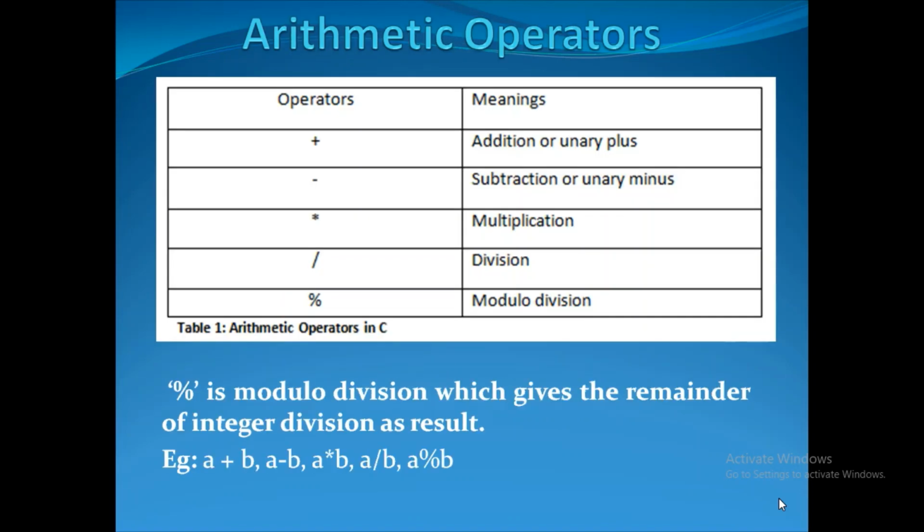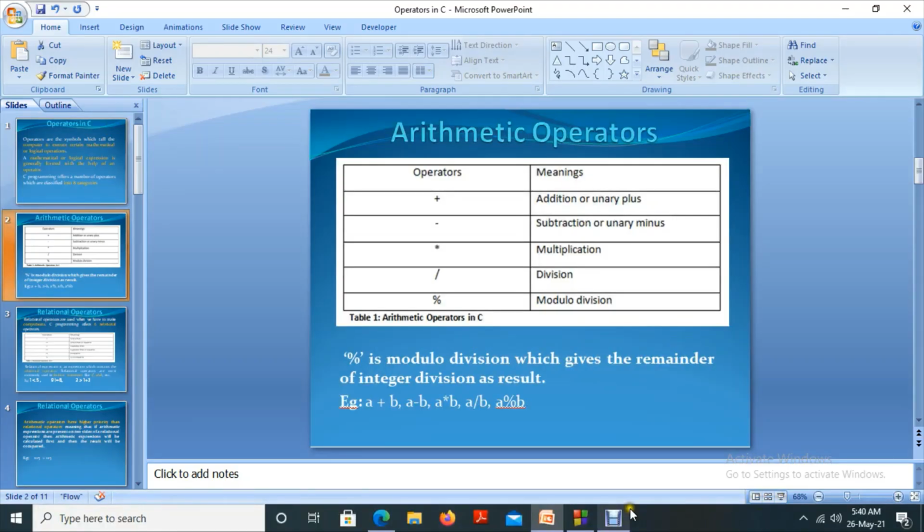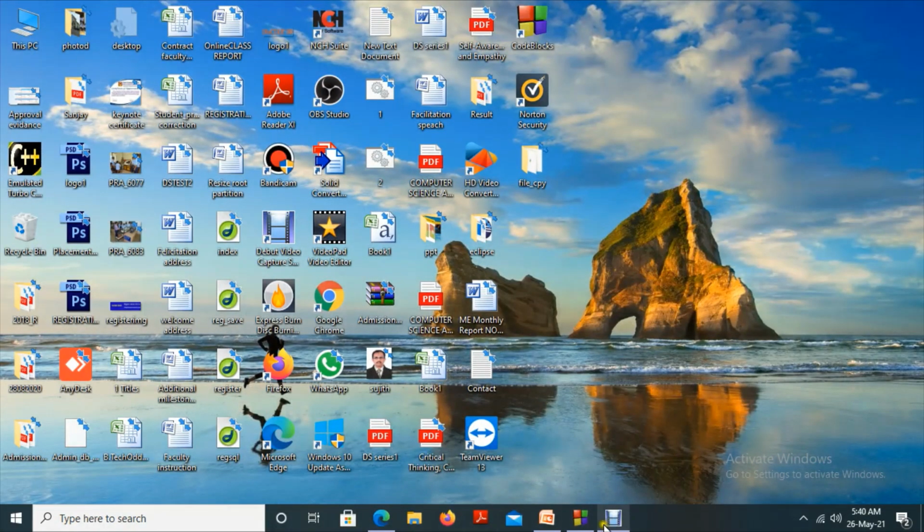The first category is arithmetic operators: plus for addition or unary plus, minus for subtraction or unary minus, star for multiplication, slash for division, and percentage for modulo division. So these are the operators. Modulo is a division which gives the remainder of integer division as a result. I will show you a program with modulo division.